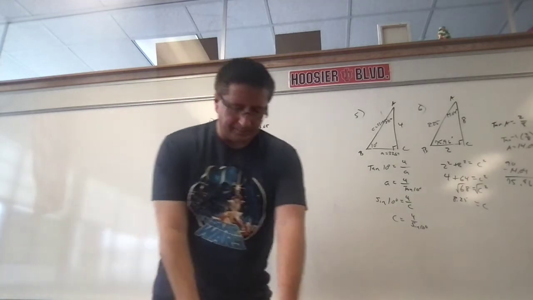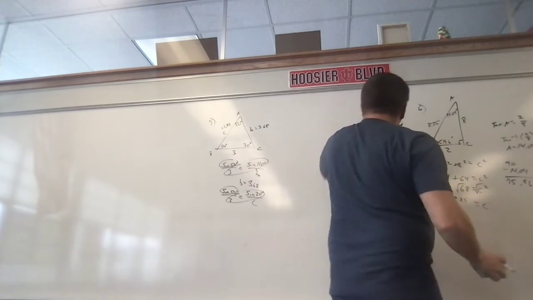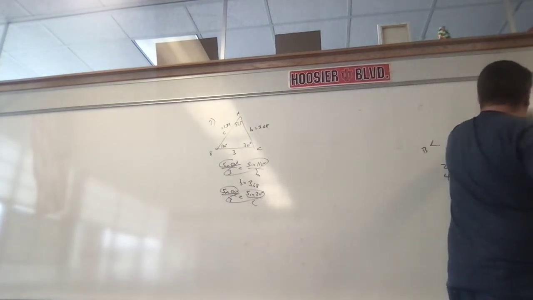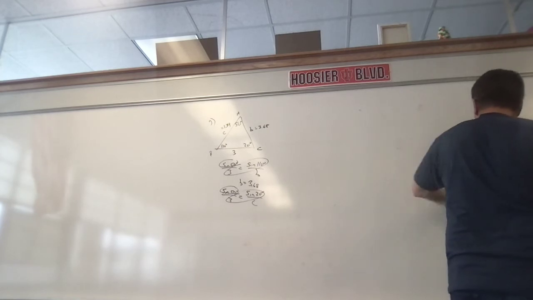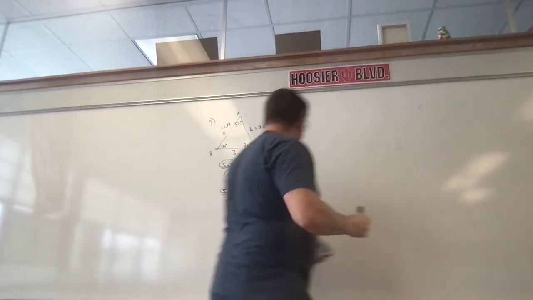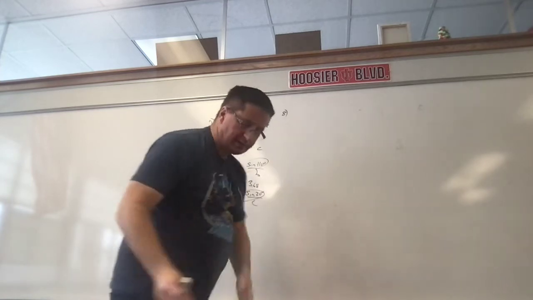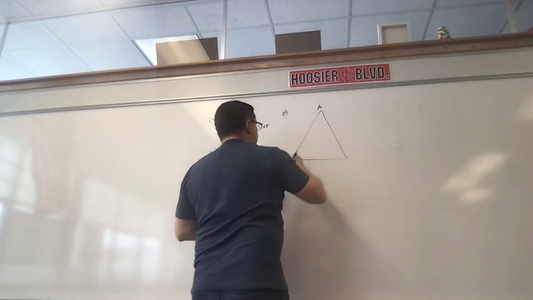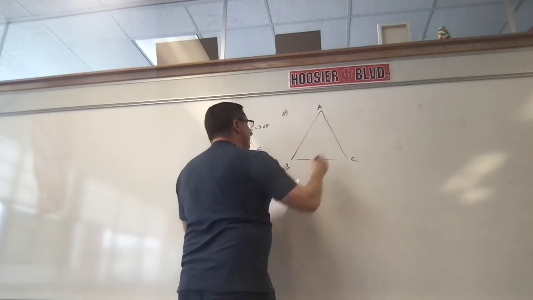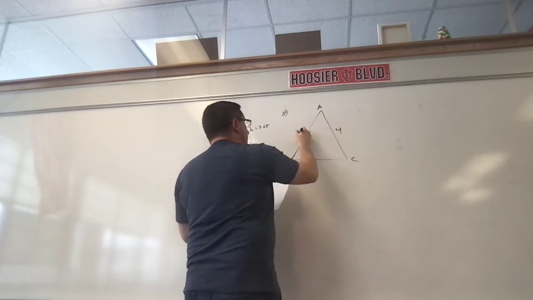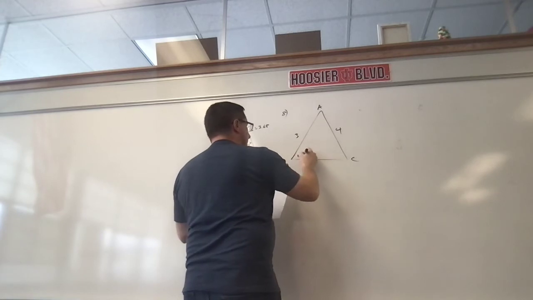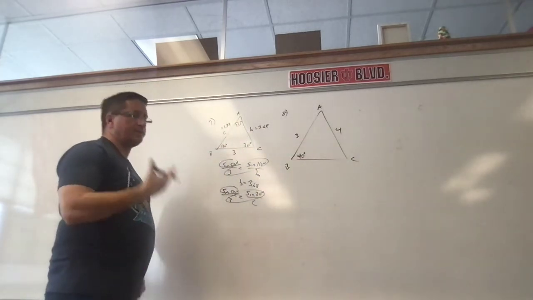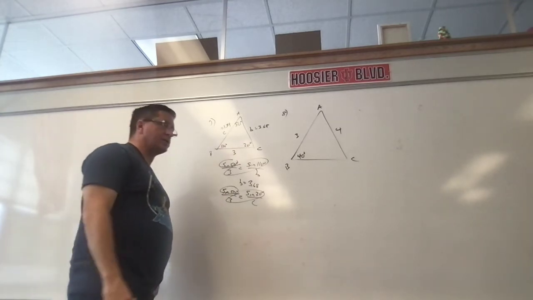Question number 8. Okay, so draw a triangle, capital A, capital B, capital C. Little b is 4, little c is 3, B is 40 degrees. Again, you can use the law of sines because you know both B's. If you know both A's or both B's or both C's, you can use the law of sines. If you don't, you have to use the law of cosines.